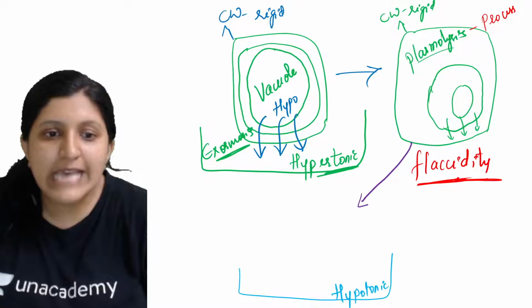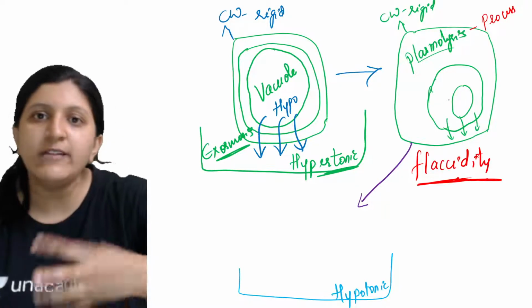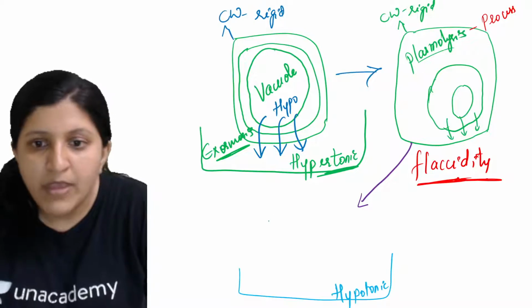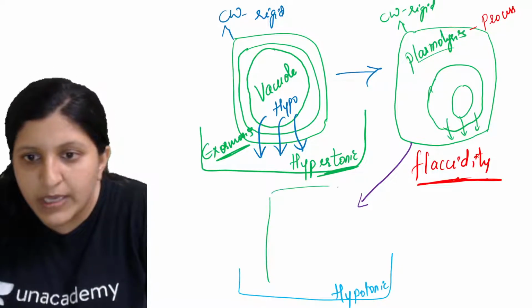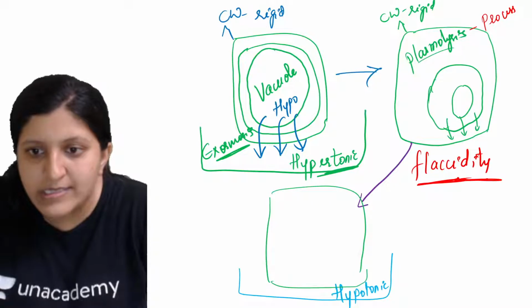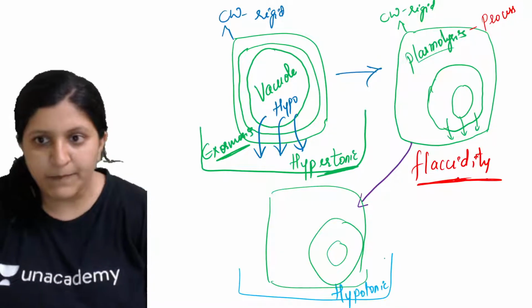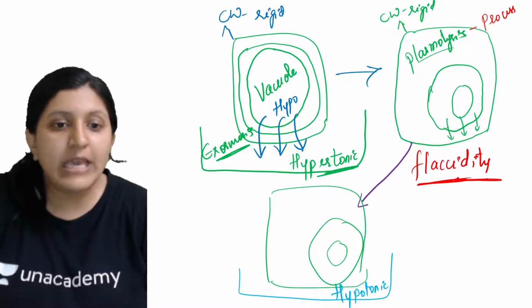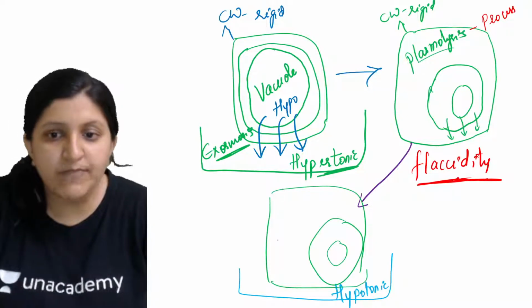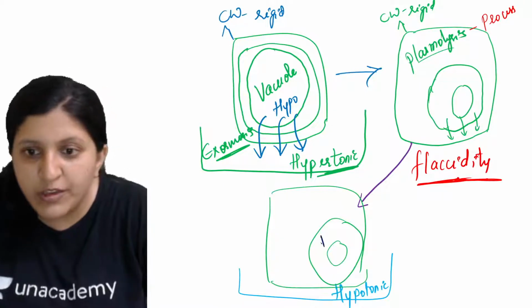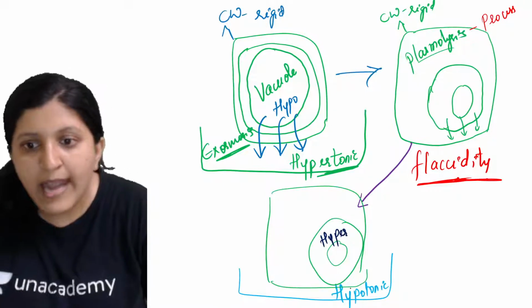Now this cell is actually plasmolyzed, that is, in a flaccid condition. The same cell we are keeping here. So this is a plasmolyzed cell itself. The cellular content has come down and the vacuole is here. Now after we keep it in a hypotonic solution, here it is hyper and here it is hypo.